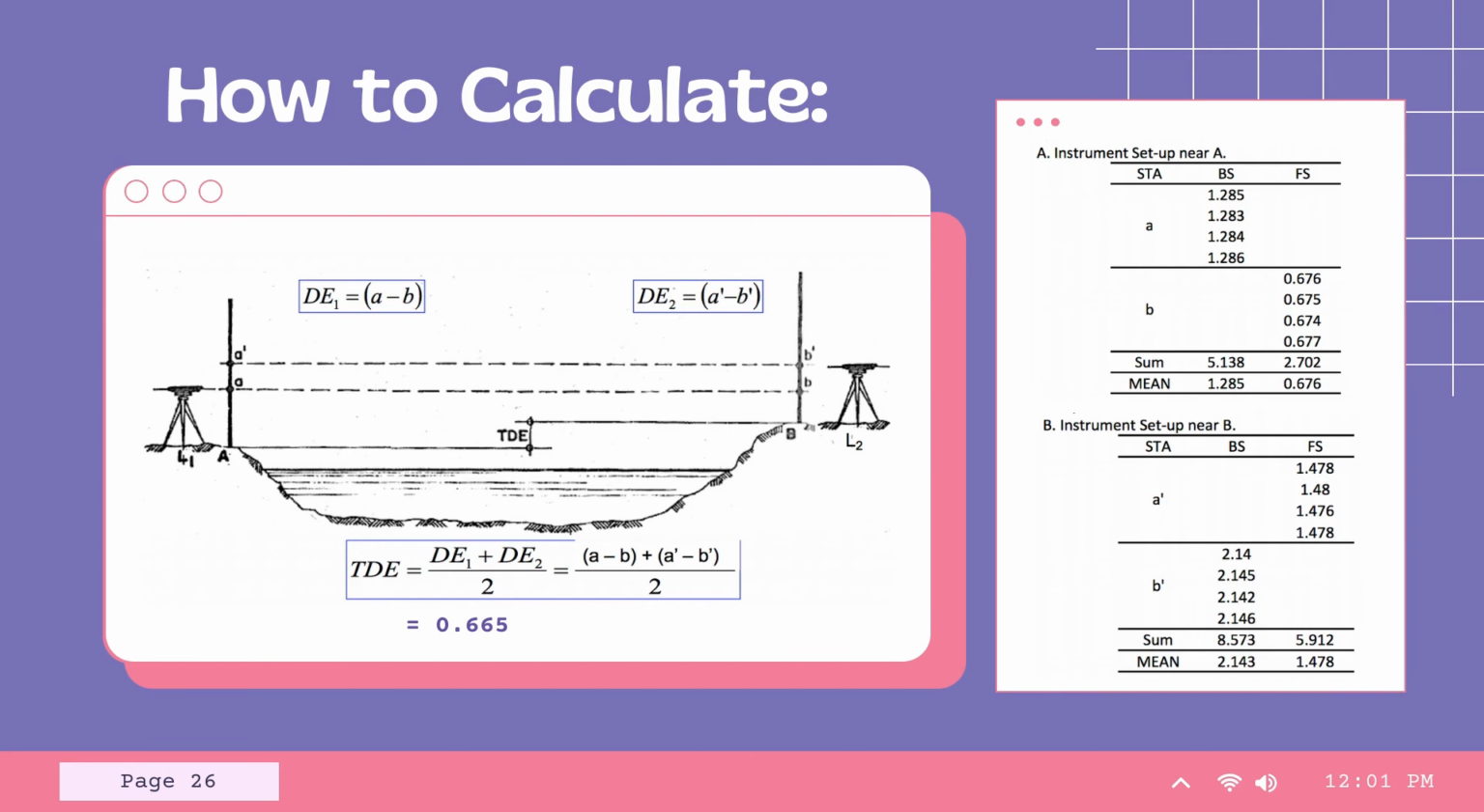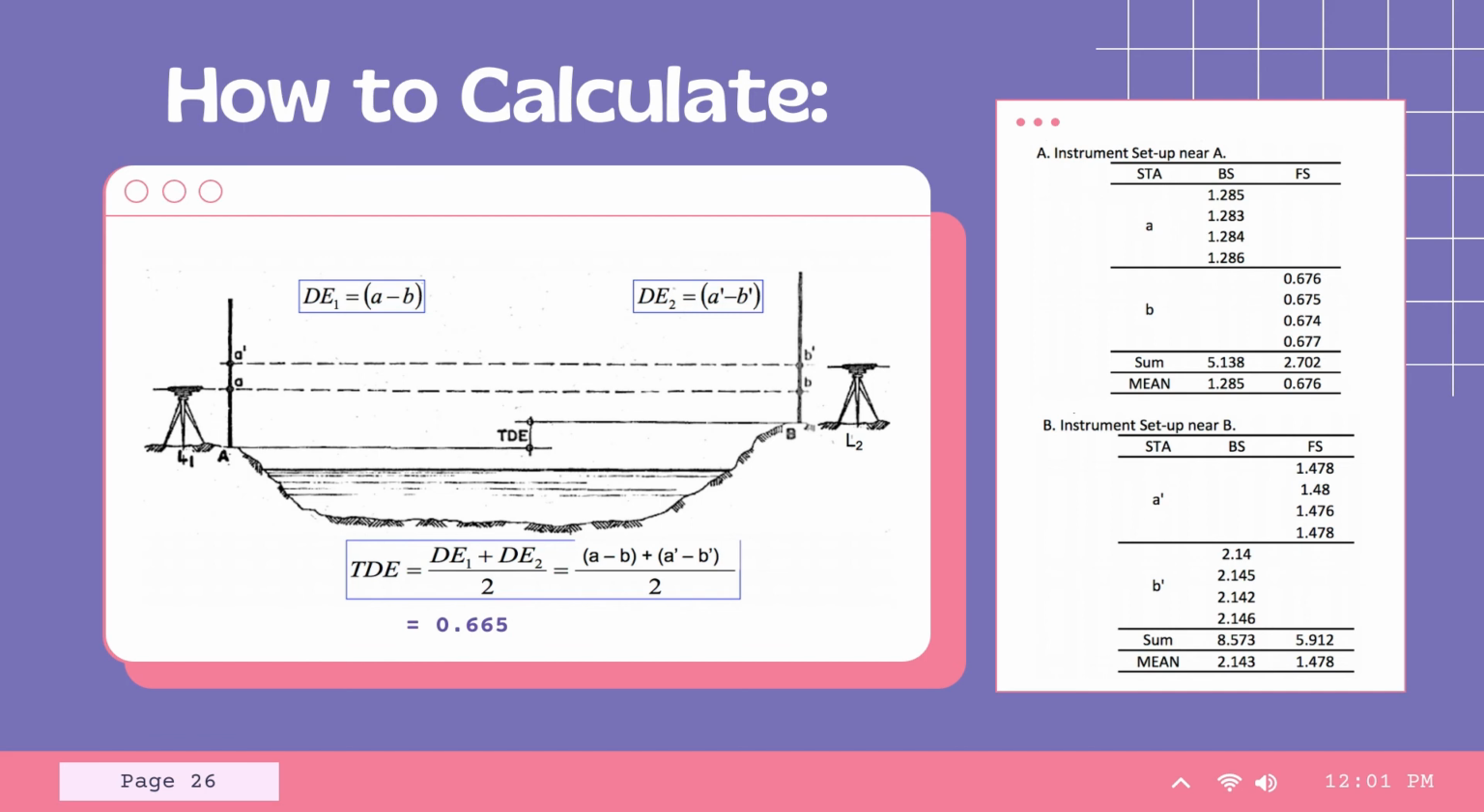We do the same process again, but this time we make our benchmark or point of reference located in B. So this time, instead of small letters A and B, we have A prime and B prime respectively to emphasize the distinction between the two. We perform 4 trials as well for both BS and FS, calculate the sum, and eventually the means of each BS and FS.